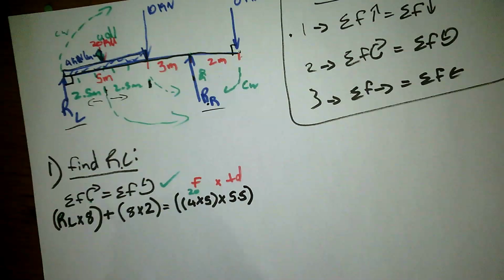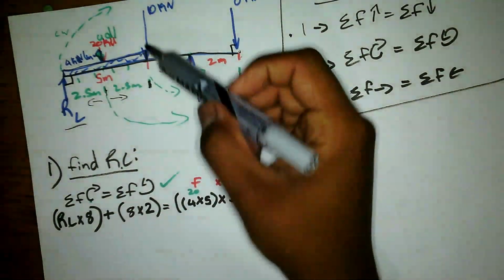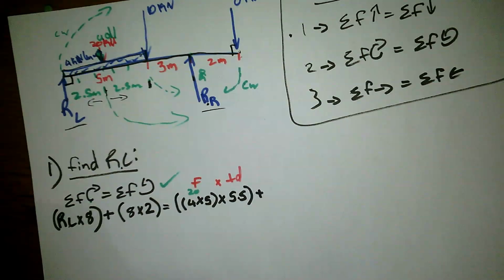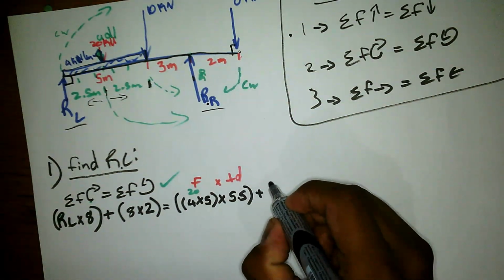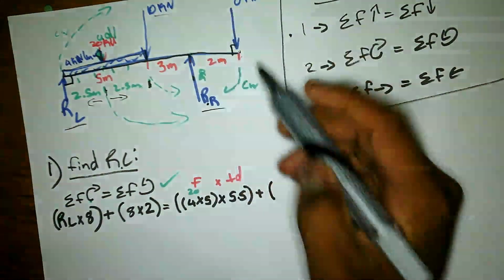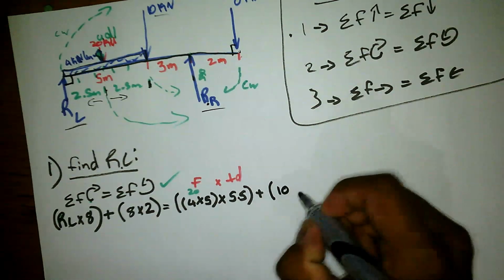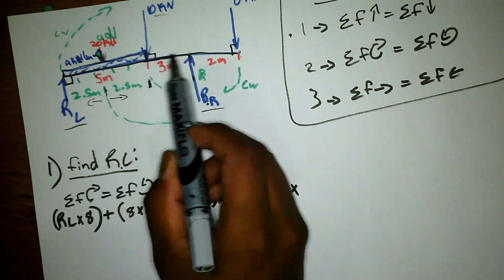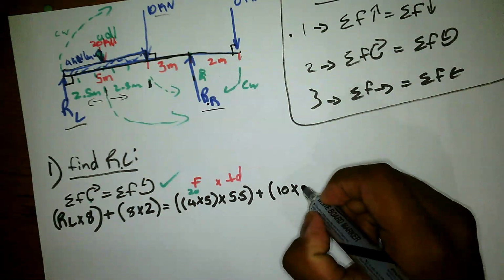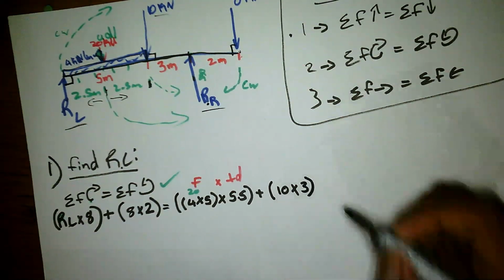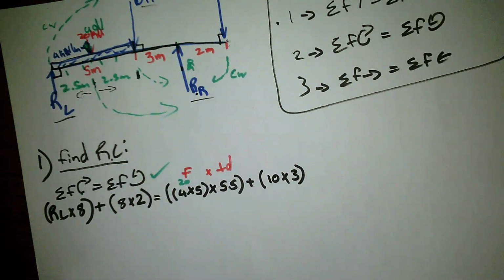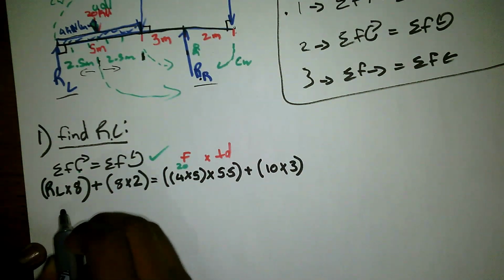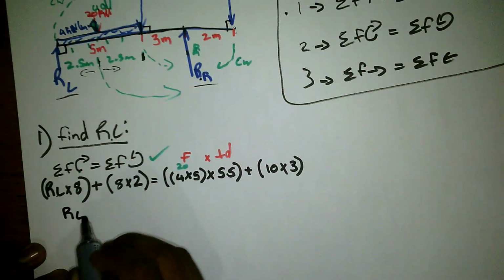And that is that one. Now we're going to add our second and last anti-clockwise calculation. We have a 10 kilonewtons force, so 10 kilonewtons times a perpendicular distance of 3 meters to the reference point. And that is the way we do it. Okay, now we simplify. We want RL alone now.